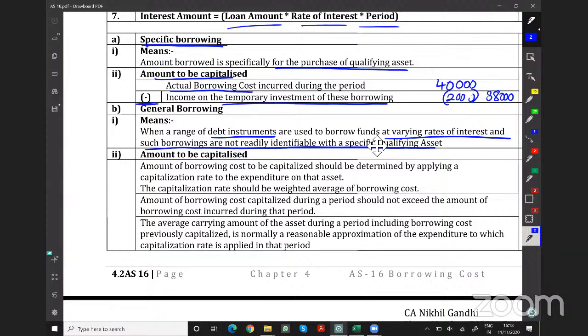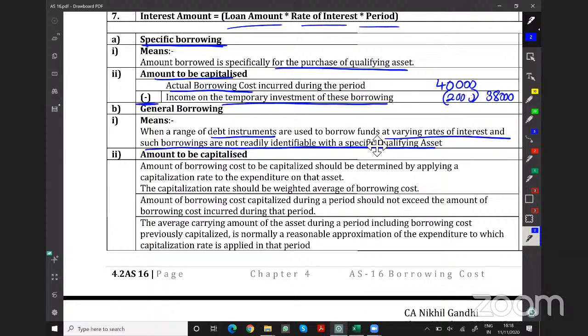So in case of general borrowing, you should calculate the weighted average cost of borrowing. The weighted average cost of borrowing is the borrowing cost divided by the total loan amount. So you will get a particular percentage. The amount of interest which you have paid in that particular year, divided by your total borrowing, gives you an average rate.